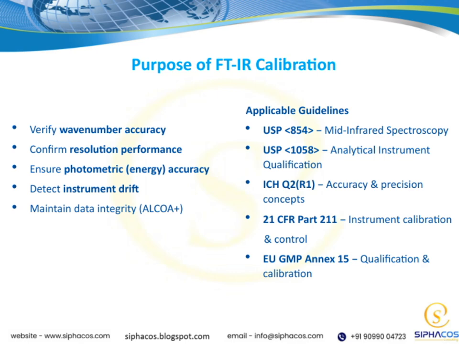Now, why is calibration so important for FTIR? Its main purpose is to verify that the wavenumber readings are accurate, which is vital for correctly identifying and quantifying substances. It also confirms the instrument's resolution performance, ensuring it can distinguish between closely spaced signals. Calibration helps us maintain photometric, or energy, accuracy so that absorbance measurements are reliable. Additionally, it allows us to detect any instrument drift over time, which could otherwise lead to inconsistent data.